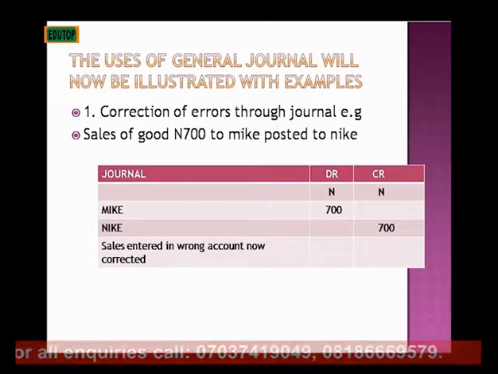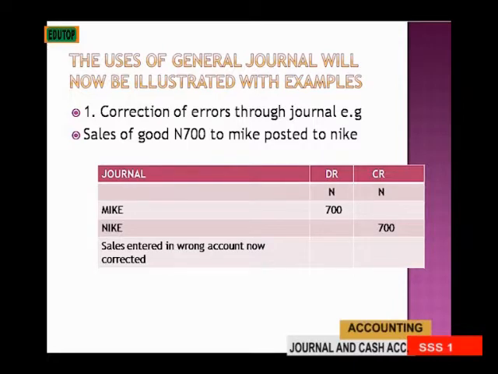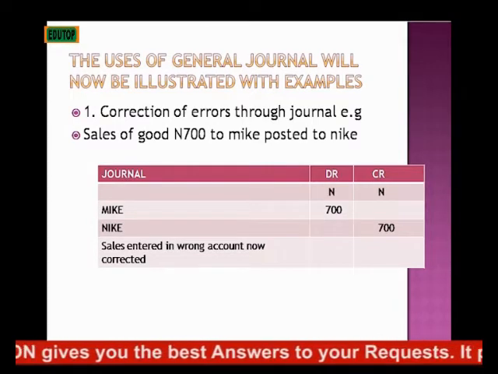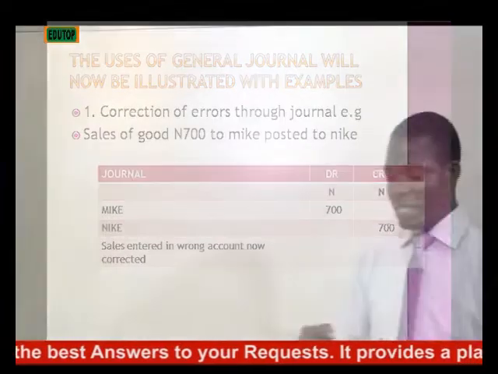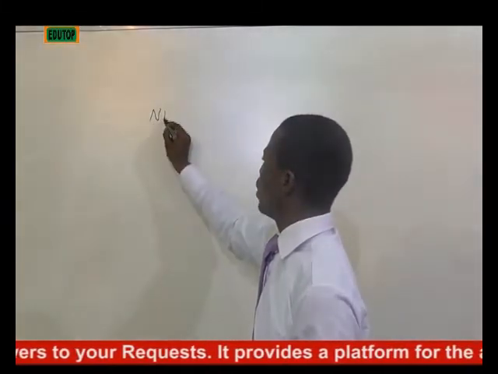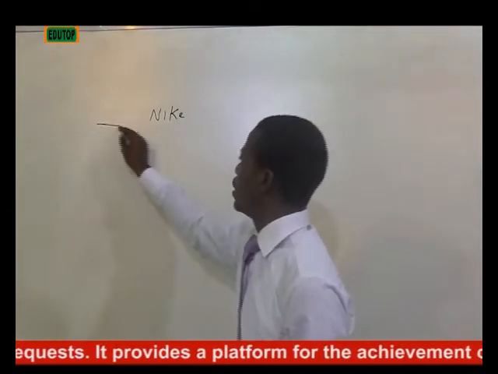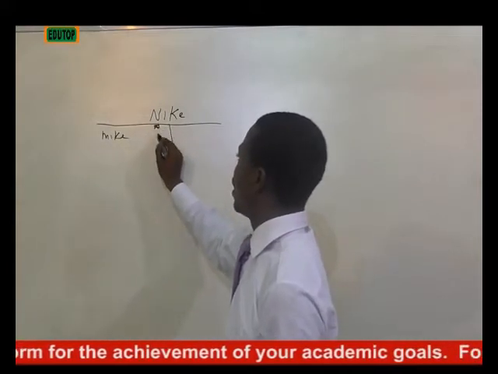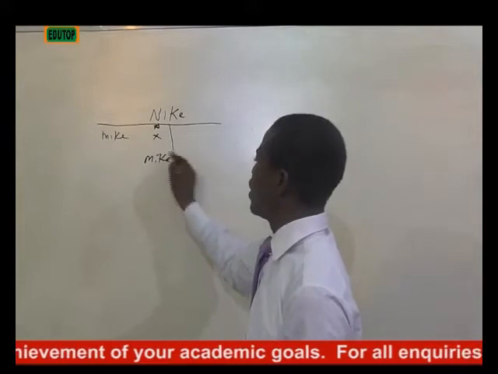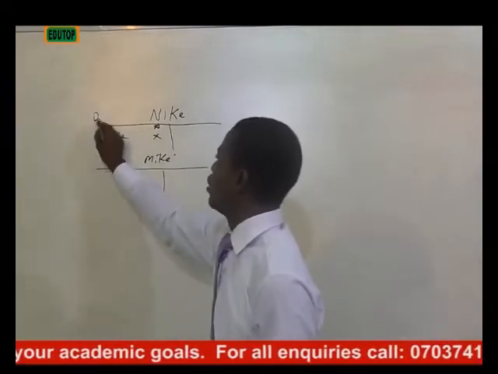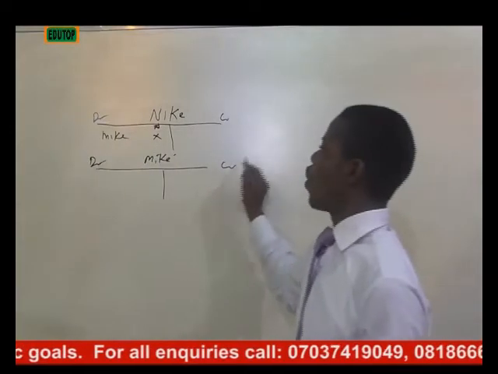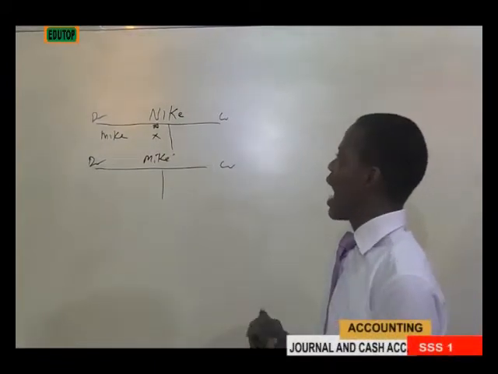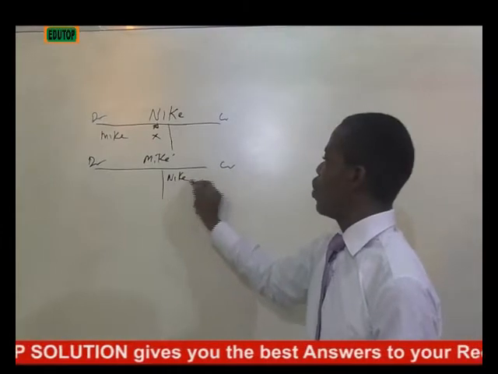We will take an example, we use the ledgers. After we have corrected it in the journal, we are still going to prepare a ledger for it. So the ledger goes, this is the error, NECO's, and you write Mike, and then you write Mike here. Now I told you this is a ledger. So this is where the error occurred. It's supposed to be Mike's account and it was posted to NECO's account.